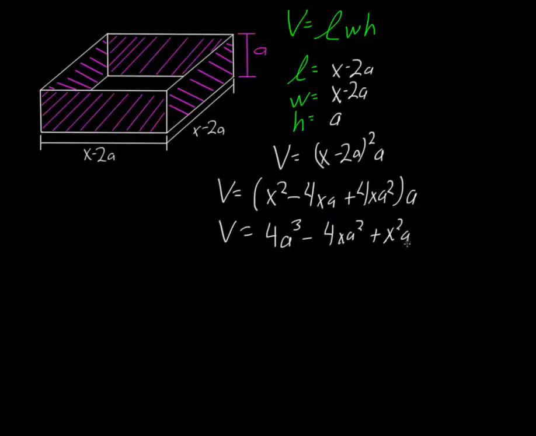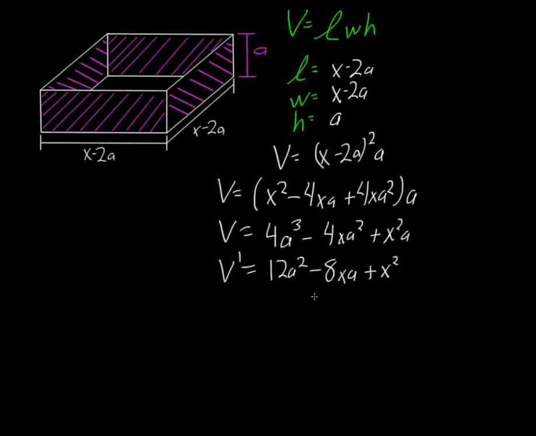x squared a. So now we're going to take the derivative of this volume equation, now that we have expanded it out into a form that we can actually take the derivative of, and set that equal to 0. So the derivative of our volume equation is 12a squared minus 8xa plus x squared.